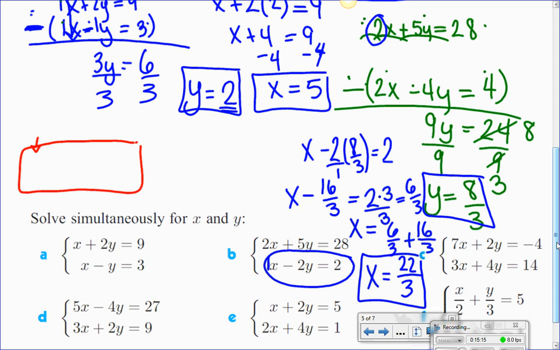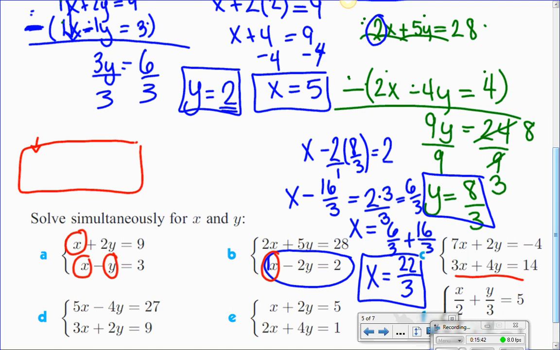Okay, so when is it better to use which method? It's good to be able to use both of them. Substitution is often better when you have a variable without a coefficient, so you don't have to divide by anything. So for example, here you can easily solve for x or y. Here you can easily solve for x. In this one, they all have coefficients. They all have numbers in front of the variables.